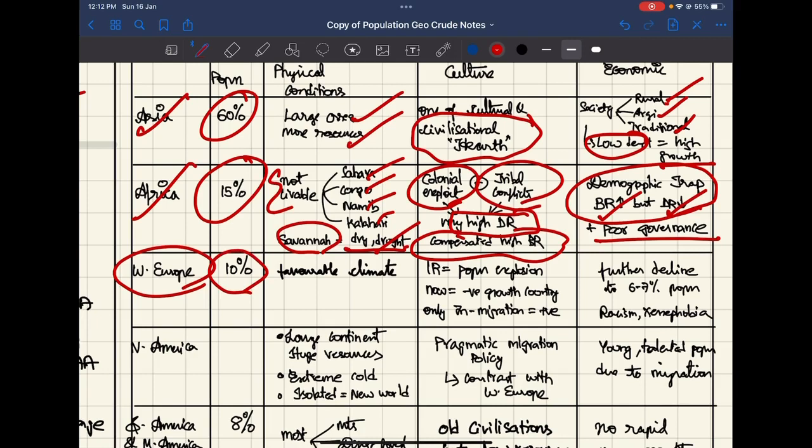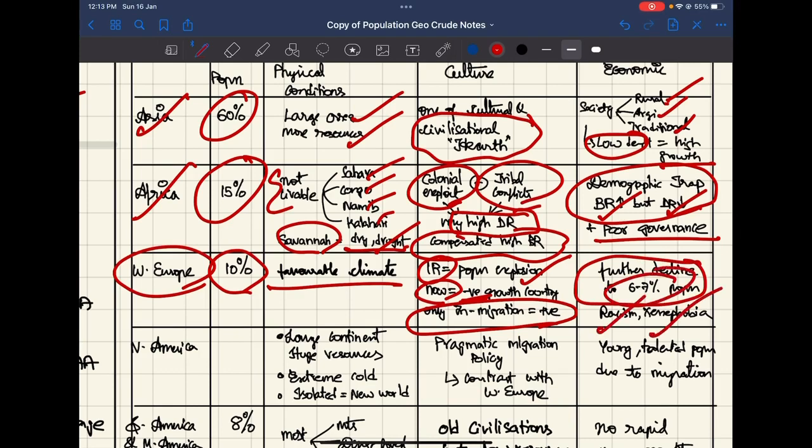Western Europe has 10% population. It has favorable climate. During the IR period, it had population explosion. Now Europe is having negative growth rate. Only due to migration, Europe is able to maintain its population. The population will further decline to 67%. It has problems like racism and xenophobia.